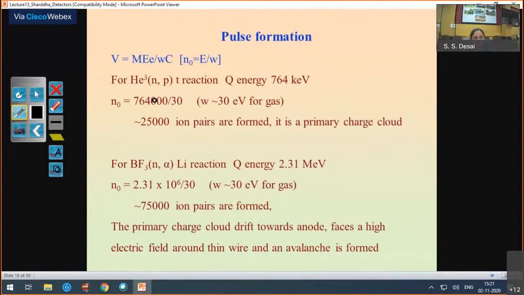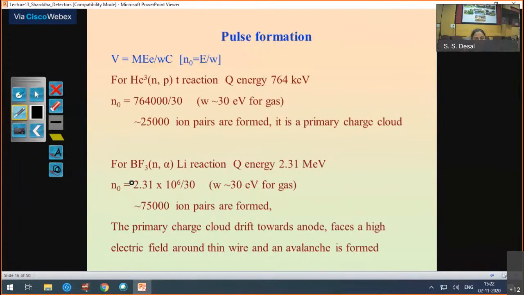Okay, so now let us take one helium-3 (n,p) reaction, though I have not come to the neutron absorption reaction yet, just to show how your voltage output is proportional to your initial ionization created in the gas. Helium-3 has a high neutron absorption cross section. So in the (n,p) reaction, after absorbing a neutron, it will give a proton and triton plus the Q energy of 764 keV. The average energy for creation of one ion pair is different for every gas, but we take an average value here. So 764 keV divided by 30 eV for one ion pair. In this case, the initial charge cloud created is just 25,000 ion pairs. This is a primary charge cloud, and our internal amplification will amplify it further.